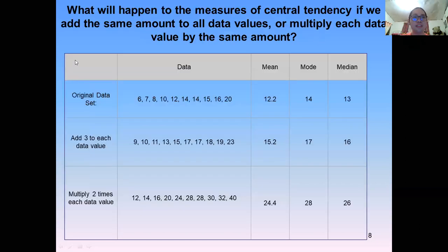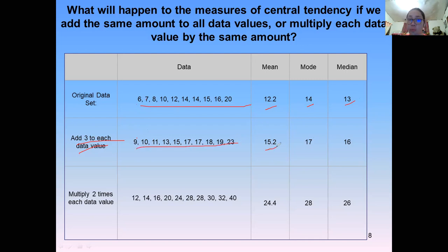So now, next is what will happen to the measure of central tendency if we add the same amount to all data values, or multiply each data value by the same number. So let's try to observe. This is the original set of data. Then we have the mean, 12.2, mode is 14, median is 13. So try to observe and compare. When we add 3 to each value, 6 plus 3 is 9, 7 plus 3 is 10, and so forth. What will happen to the mean?